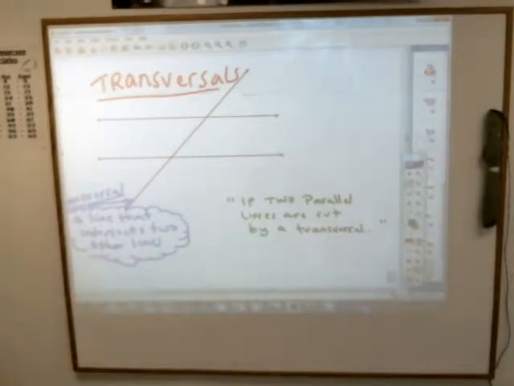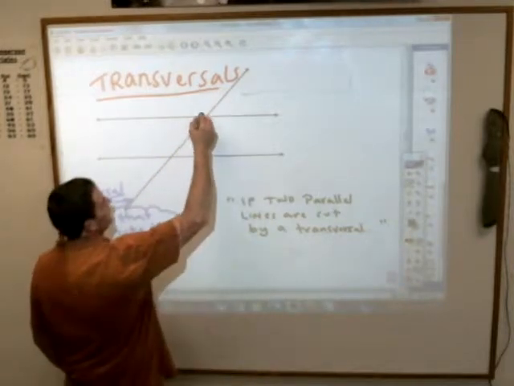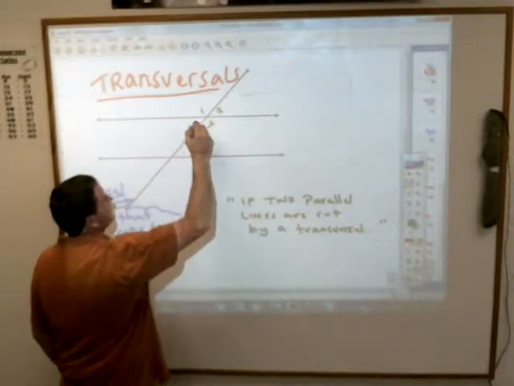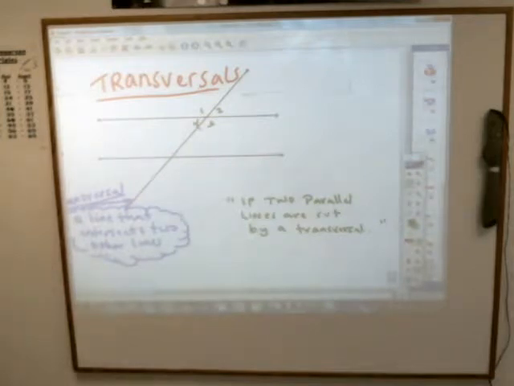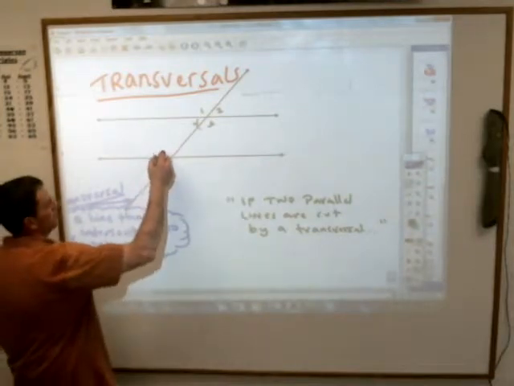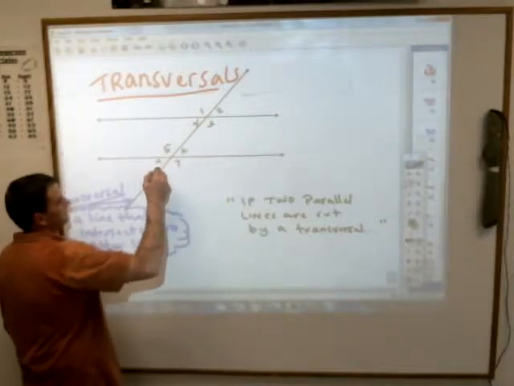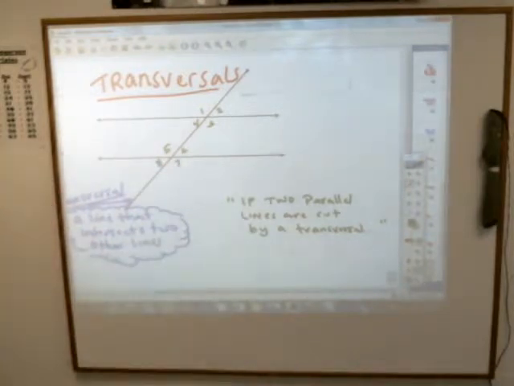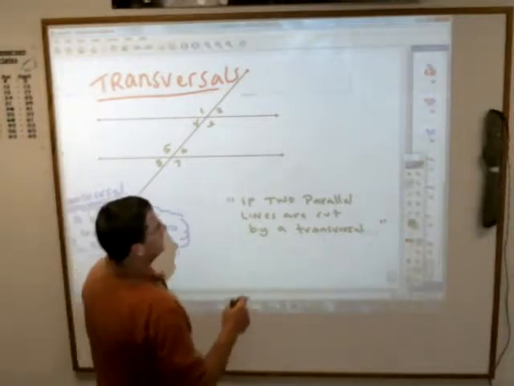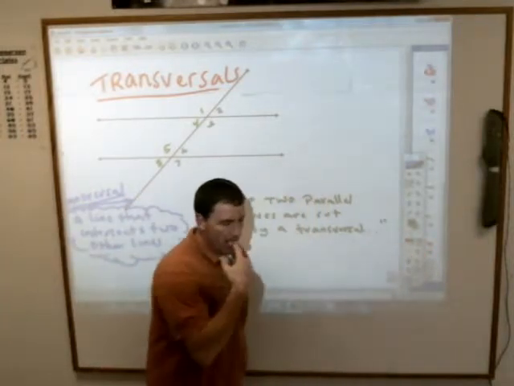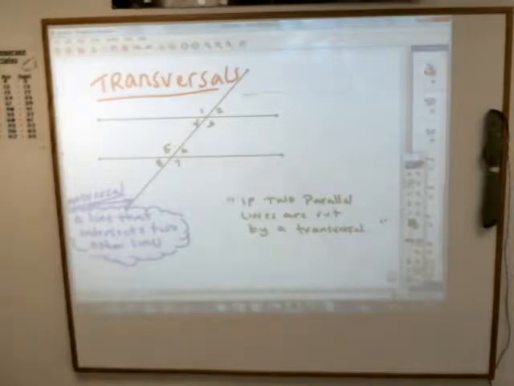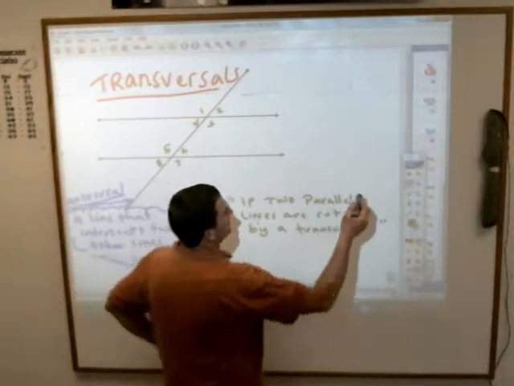Now you need to number these things with me. 1, 2, 3, 4. 1, 2, 3, 4. 5, 6, 7, 8. Get those numbered just like I have them there. Don't mix them up. Okay. Now we've got this. First thing we are going to talk about is corresponding angles. What is corresponding angles?